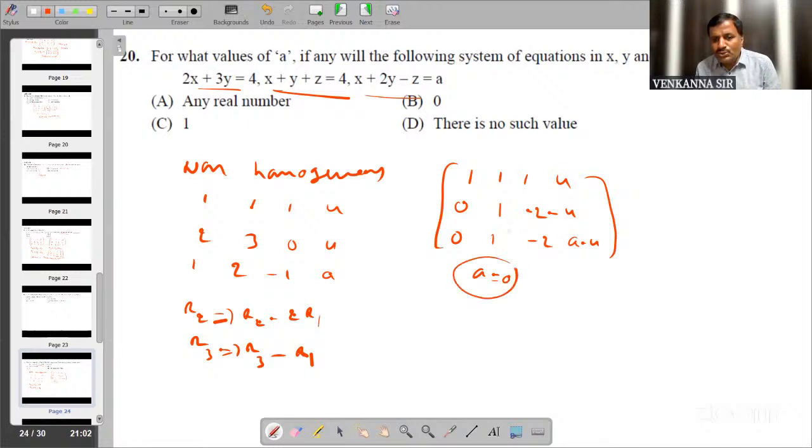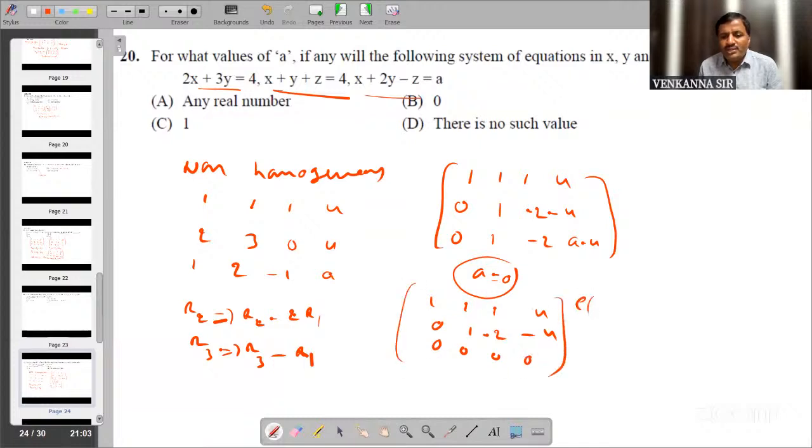When a is equal to 0, the last two rows, second row and third row, become proportional. Both are the same rows. Then what happens here? 1, 1, 1, 4; 0, 1, minus 2, minus 4. The last row becomes definitely a zero row for a equal to 0. Then both the ranks are equal: rank of the augmented matrix and rank of A are equal, which contains infinite number of solutions. What is the value of a? a equal to 0 is the answer.